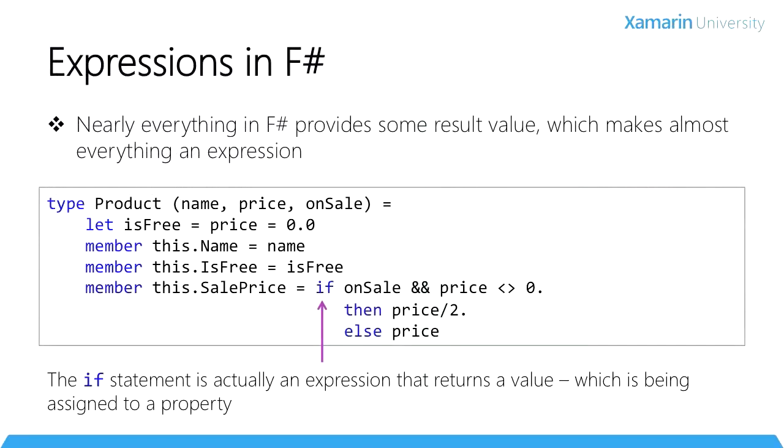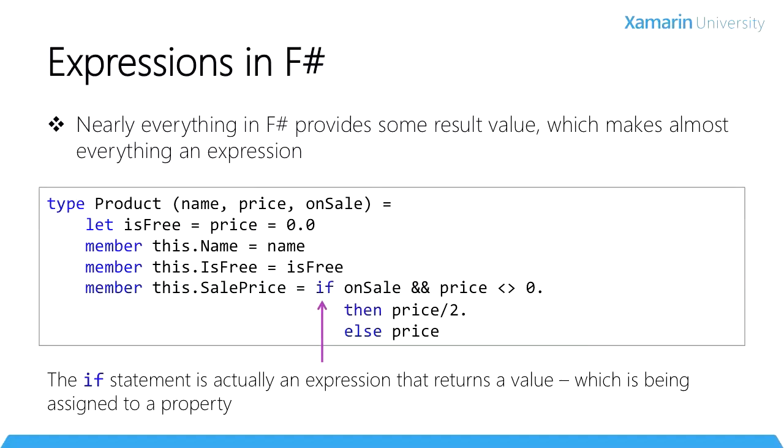Expressions in F# are everywhere. In fact, almost everything you do in F# actually provides a value you can evaluate. For example, examine the code on the screen. It's not necessary to completely understand it yet. It's defining a new type called product that has a constructor that takes three values: name, price, and on sale. It then defines three properties: name, is free, and sales price.